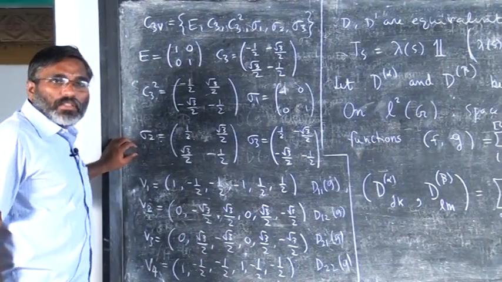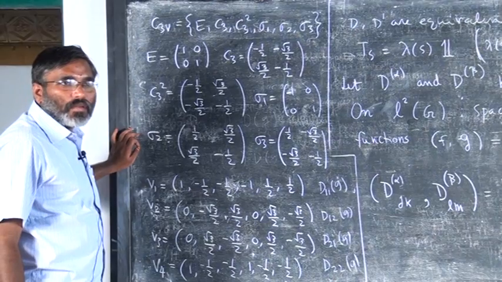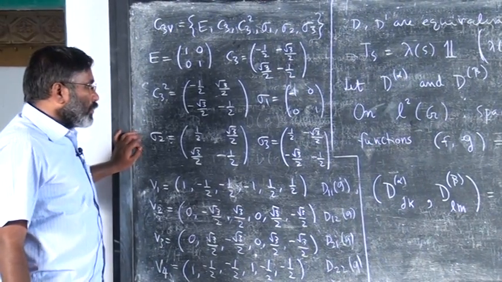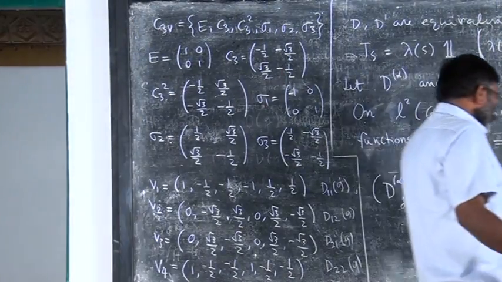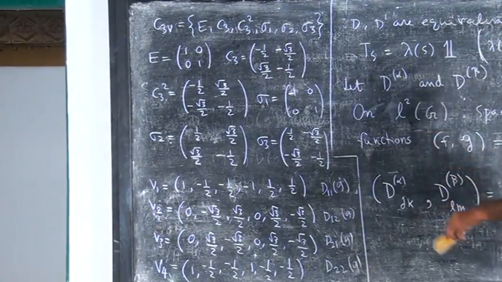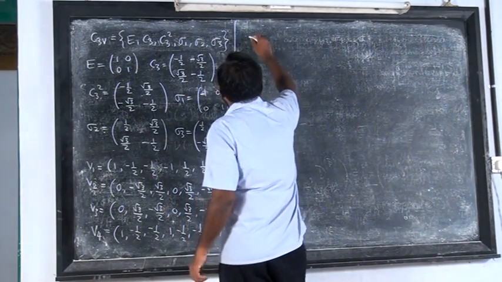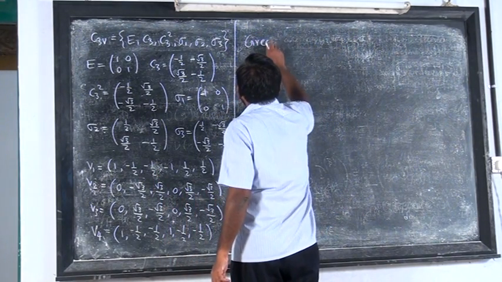But there are other representations also. This is only one representation for this group. The final result is what is called the great orthogonality theorem.